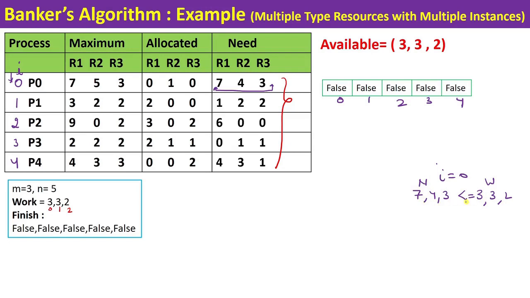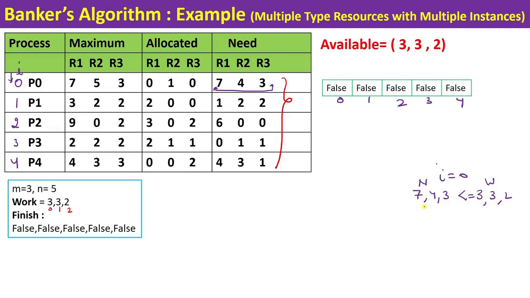So 7 is not less than or equal to 3, right? So we will not proceed forward. Our second condition is true: our need is not less than 1. Although 4 is also not less than 3, and 3 is also not less than or equal to 2, we will not check this 4, 3 with 3, 2.